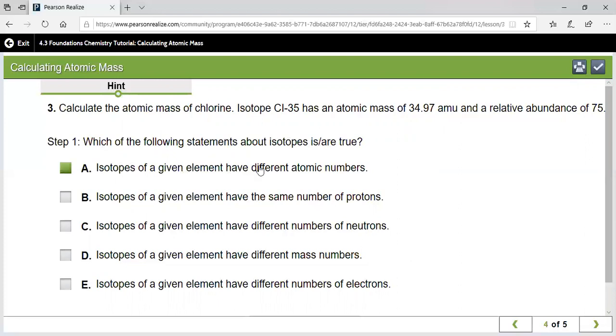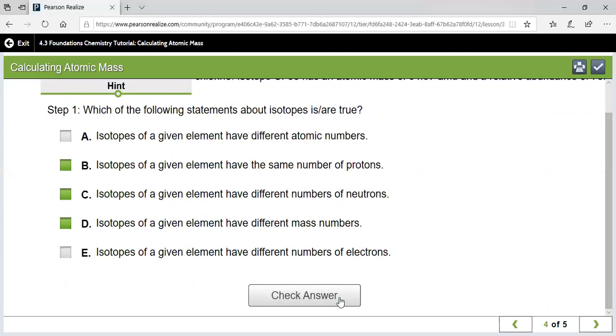Isotopes of a given element have different atomic numbers. No, that's not true. They have the same atomic number. Isotopes of a given element have the same number of protons. Yeah, because they have the same atomic number, they have the same number of protons. Isotopes of a given element have different numbers of neutrons. Yeah, exactly. Isotopes of a given element have different mass numbers. Yeah, because they have different numbers of neutrons. Isotopes of a given element have different numbers of electrons. No, they have the same number of electrons. So let's check our answers here. Yeah, that's a good job, guys.